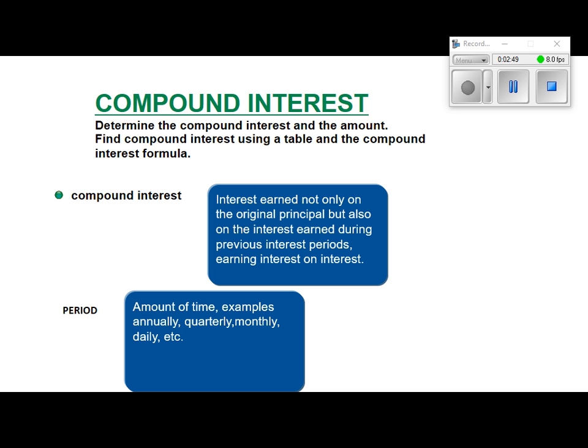What compound interest is: last time we dealt with simple interest. Simple interest, again, was just interest paid on the principal of whatever amount that you have in that account. Compound interest is interest earned not only on the original principal, but also on the interest earned during the previous periods. So it keeps adding on to the account, whatever it is.